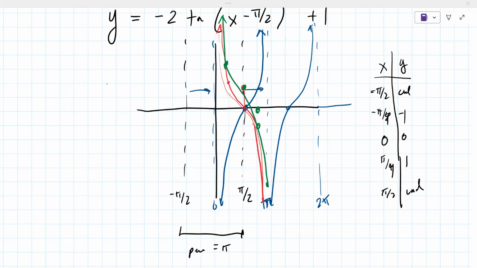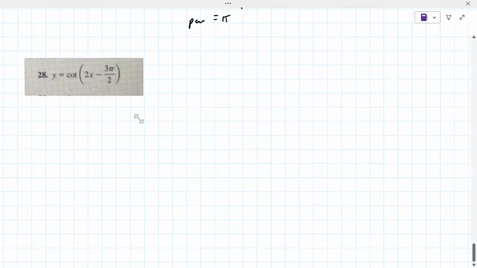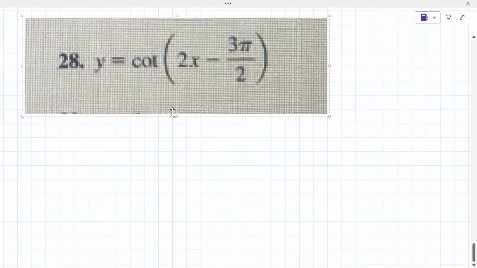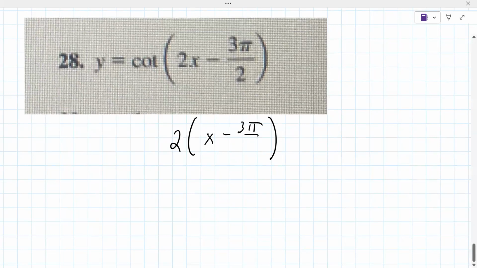Let's look at 20 then. All right, so I want you to factor out the 2 and tell me what goes in parentheses here. x minus 3 pi over 4. Yeah. Okay, very good.